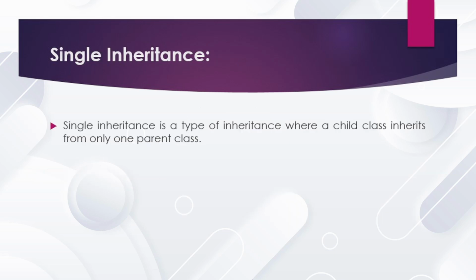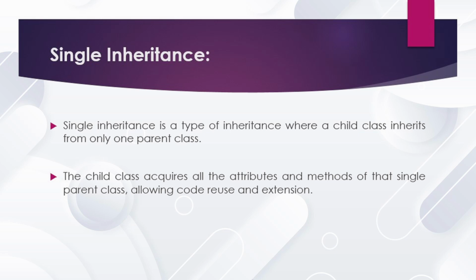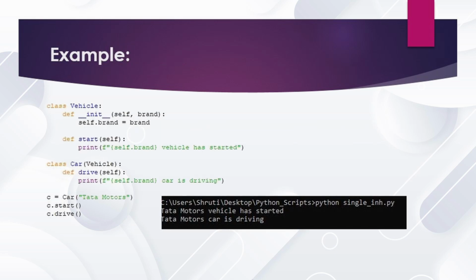Single inheritance is a type of inheritance where a child class inherits from only one parent class. This means the child class acquires all the attributes and methods of that single parent class, allowing code reuse and extension. Let us look at an example to understand single inheritance.